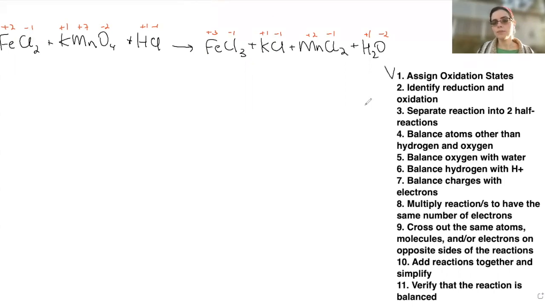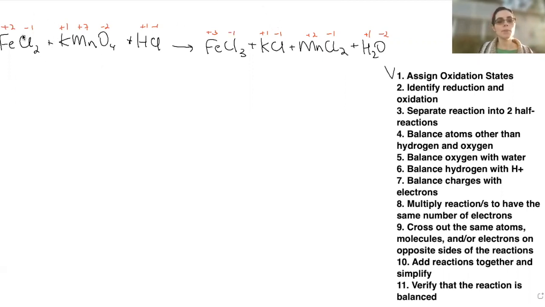So this is done. Number 2, identify reduction and oxidation. Reduction and oxidation mean that you are either gaining or losing electrons. So in each case, whether it's reduction or oxidation, the oxidation number or oxidation state has to change. So let's take a look here.